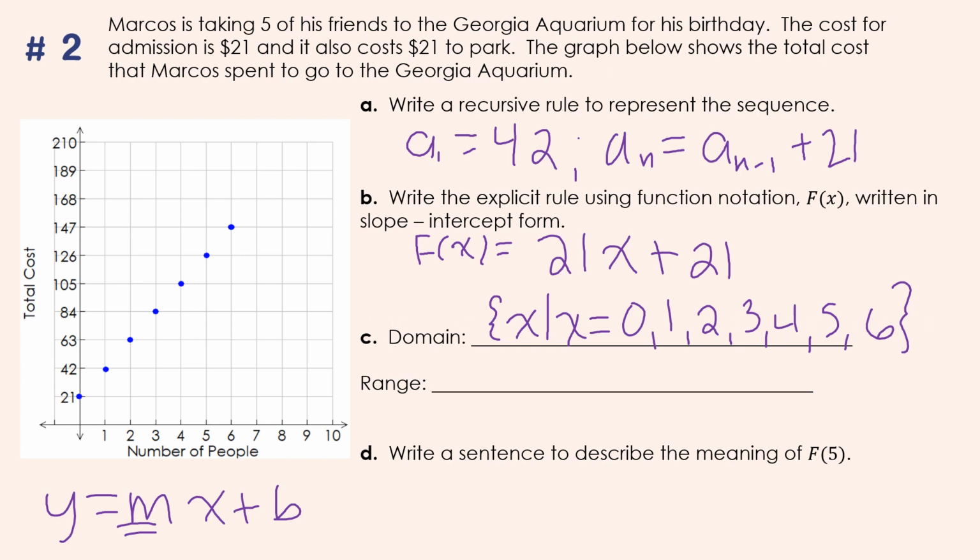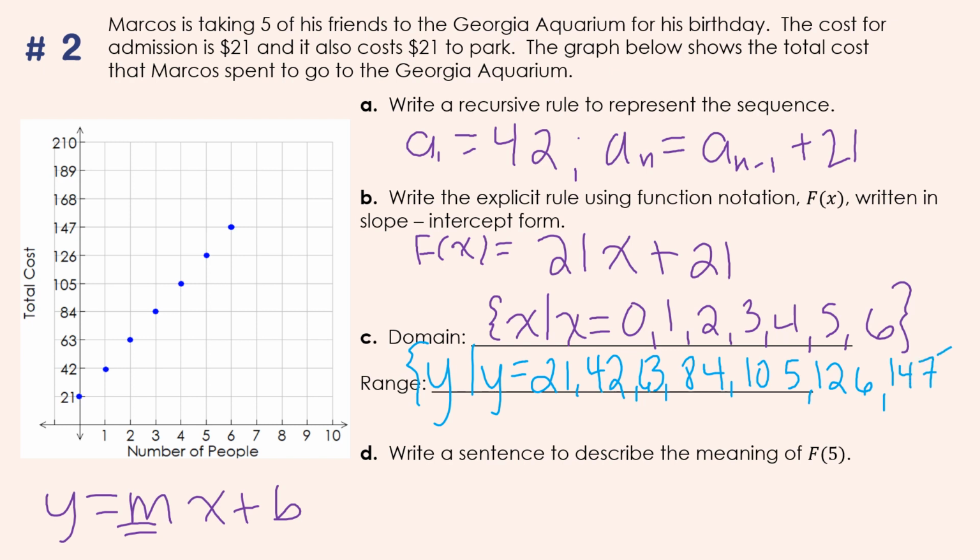For the range, we're going to look at the y values, which is the total cost. So make sure that you use y. Oops, forgot my brace. Such that y equals, if he buys no tickets, he's paying 21 bucks for parking, then 42, then 63, then 84. And I'm just using the graph to get my numbers, 105, 126, and then finally 147.